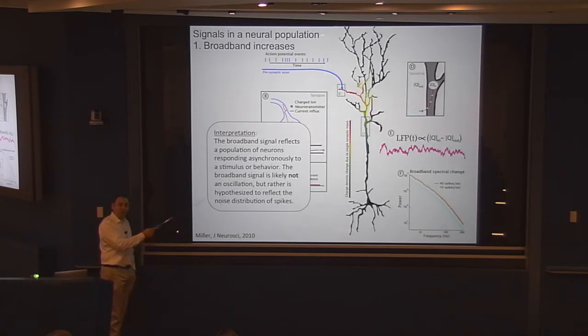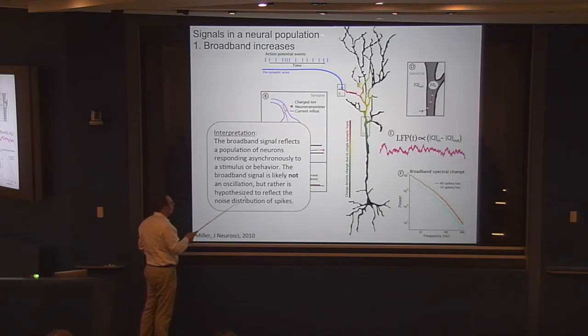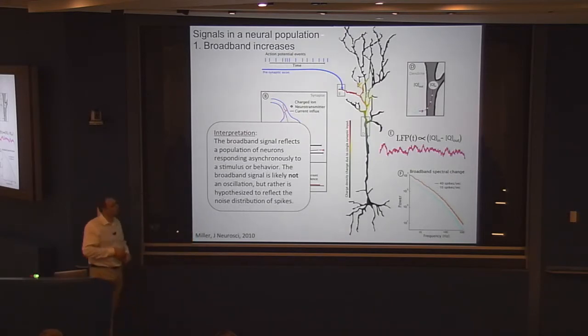People will sometimes call this high frequency or high gamma signals for those in the field. I think it's probably not an oscillation, but it's hypothesized to reflect the noise distribution of spikes.